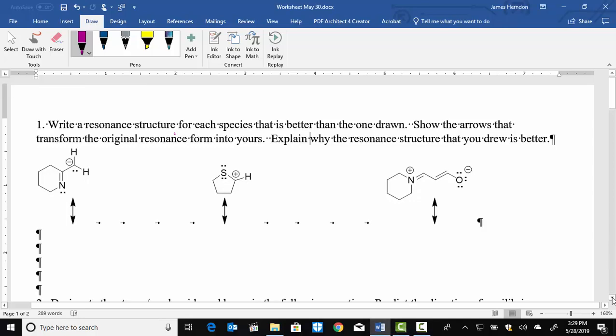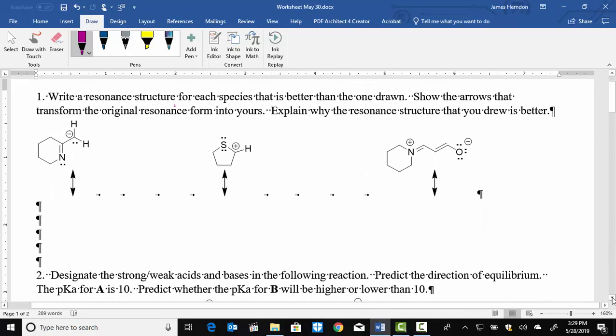Okay, so let's look at the solution to this problem here. In this problem, we're going to draw resonance structures for each species, and the resonance structure that we end up with has to be better than the one that I provided here originally. We're going to show the arrows that link the originally drawn resonance structure to the new resonance structure, and then finally we're going to explain why the new resonance structure is better. Okay, so let's look at the first one here.